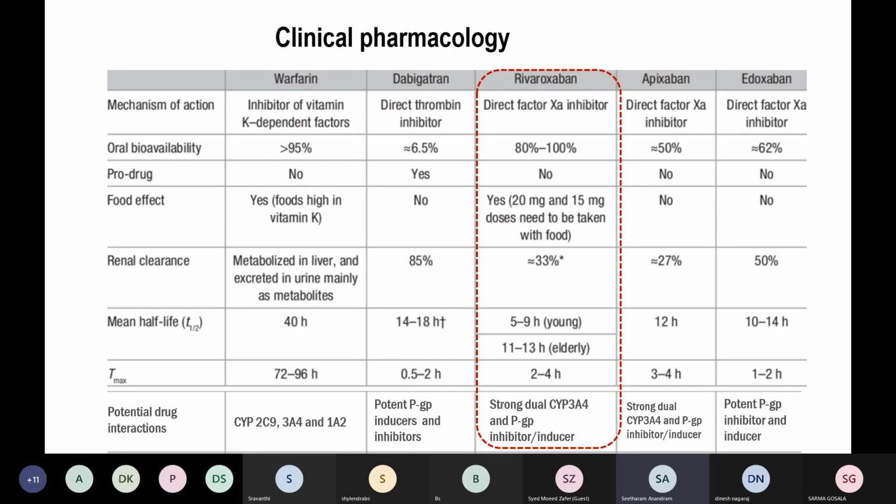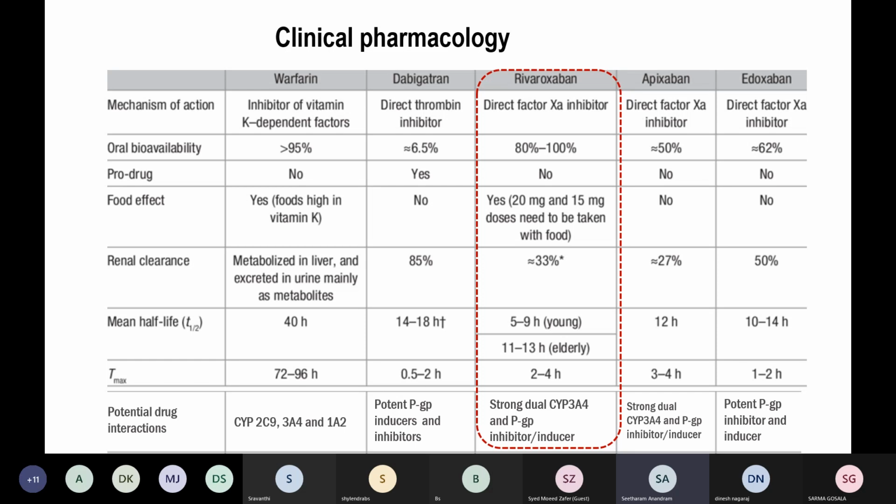This slide essentially summarizes the various pharmacological aspects of the various anticoagulants. As you can see, rivaroxaban, which is highlighted in red, is a direct 10A inhibitor. It has a very good oral bioavailability of close to 100%. Essentially, it is preferably taken with food, and it has a lesser degree of renal clearance, which means that it could be used in patients with impaired renal function. And the Tmax, or the onset of action, is just within 2 to 4 hours.